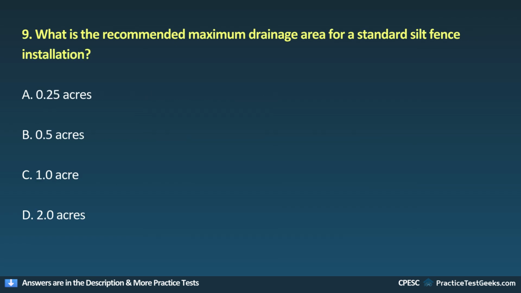9. What is the recommended maximum drainage area for a standard silt fence installation? A. 0.25 acres. B. 0.5 acres. C. 1.0 acre. D. 2.0 acres.